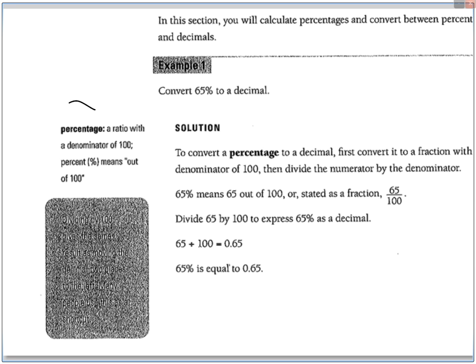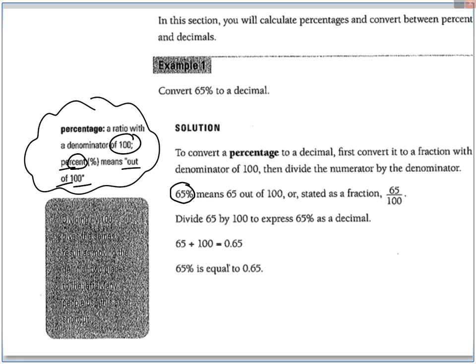Here's the definition of percent. It is a ratio with a denominator of 100. Okay, percent literally means out of 100. Per means divide. Cent, like 100 cents to make a dollar, 100 years to make a century. So the word percent literally means out of 100.